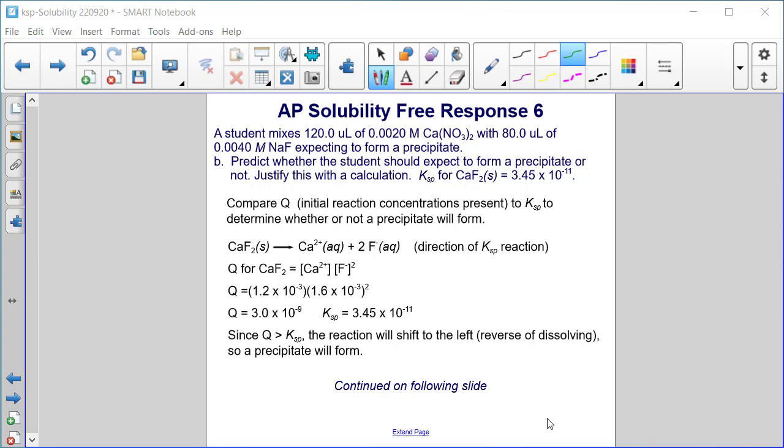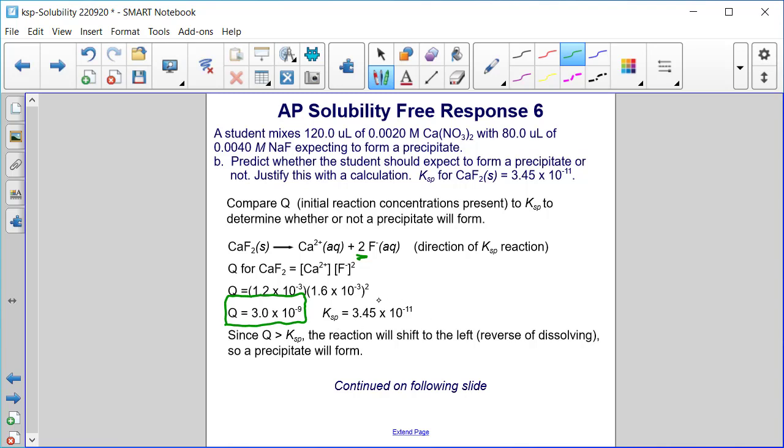So we know that the dissociation is calcium fluoride solid into its ions, calcium and fluoride. This is the direction of the Ksp reaction, right? This is how we write our Ksp expression. So Q then is the concentration of the calcium, 1.2 times 10 to the minus 3rd, times the concentration of the fluoride, 1.6 times 10 to the minus 3. We calculated these concentrations on the previous slide. Squared for the fluoride, because we have a 2 coefficient. Q is 3.0 times 10 to the minus 9.